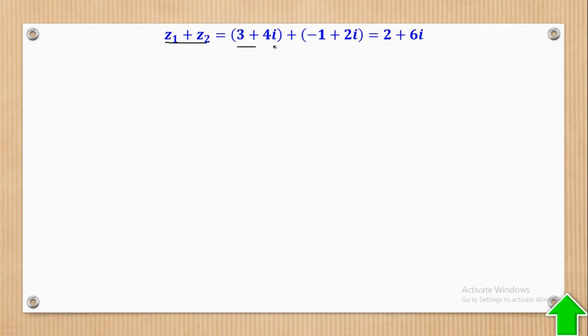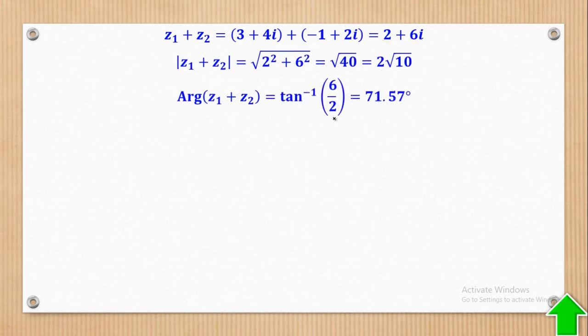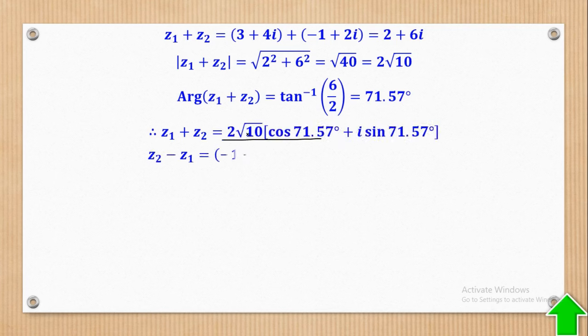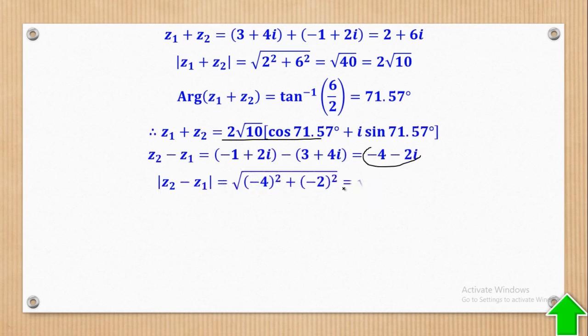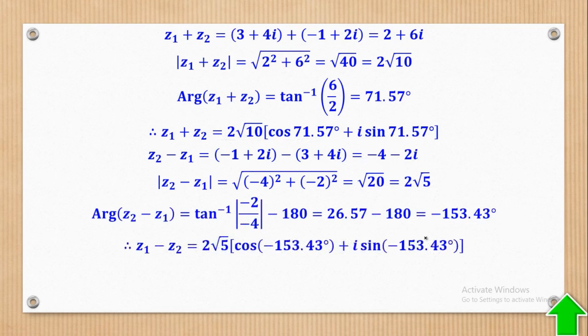So z1 plus z2 is that, you end up with 2 plus 6i. Then magnitude will be that, and also argument will be arctan imaginary over real. Therefore in modulus argument form it is this. What about for subtraction? Subtraction gives you this, therefore magnitude will be this and argument will be this. Therefore in modulus argument form it will be that. Simplifying, here you can simplify to become a minus when the angles are positive.